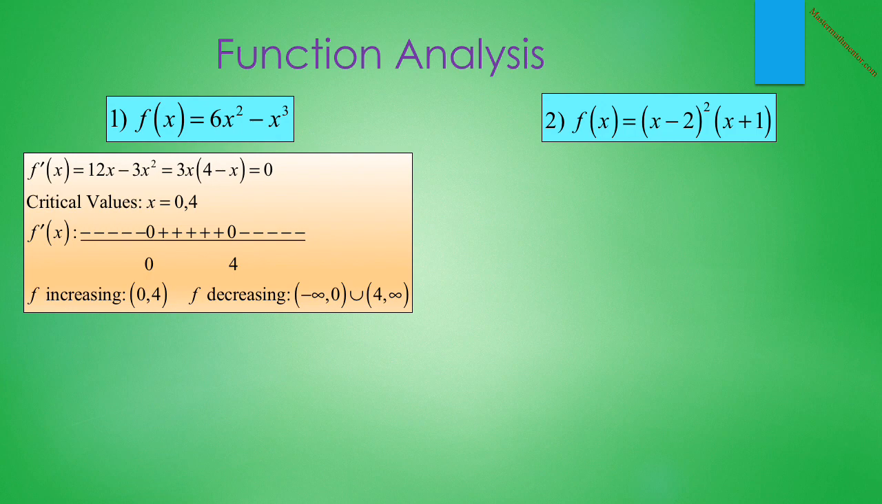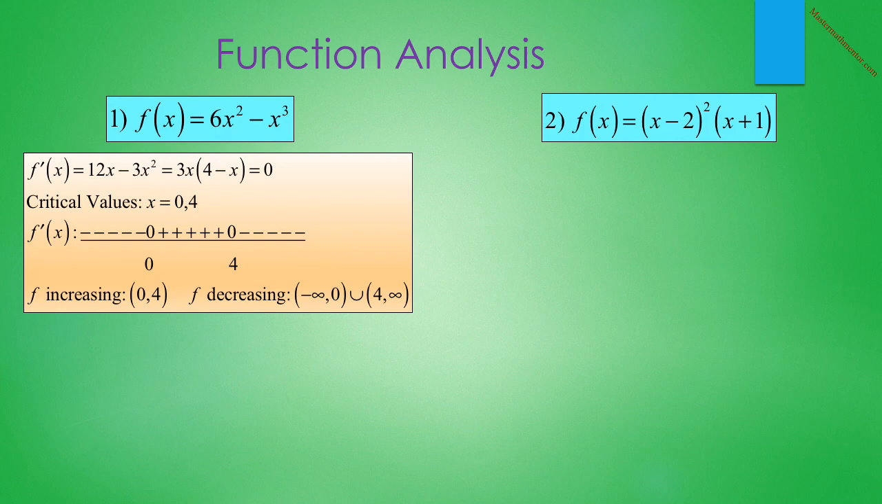For instance, if x is a number less than 0, like -3, the derivative will be negative times positive, which is a negative. If x is a number between 0 and 4, like 2, the first derivative is positive times positive, which is a positive. And if x is a number to the right of 4, like 6, the derivative is positive times negative, which is negative. Note we do not care about the numerical values, just the sign.